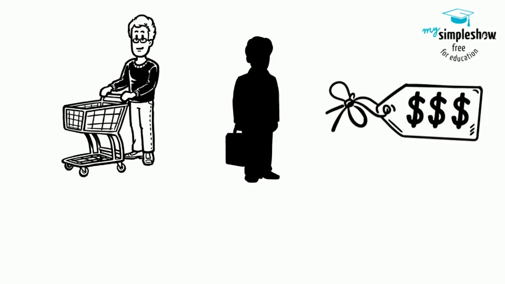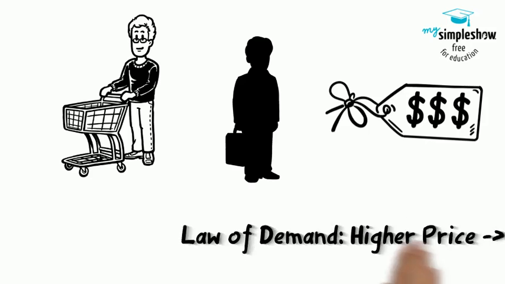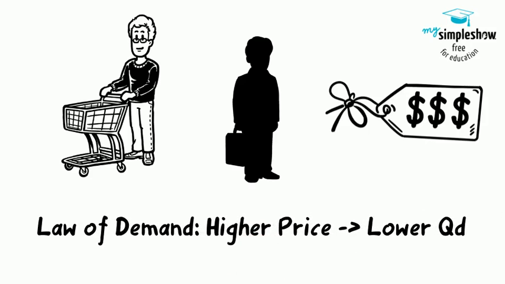A rise in price of a good or service almost always decreases the quantity demanded of that good or service. Economists call this inverse relationship between price and quantity demanded the law of demand. Thus, prices and quantity demanded are inversely related in a demand curve.